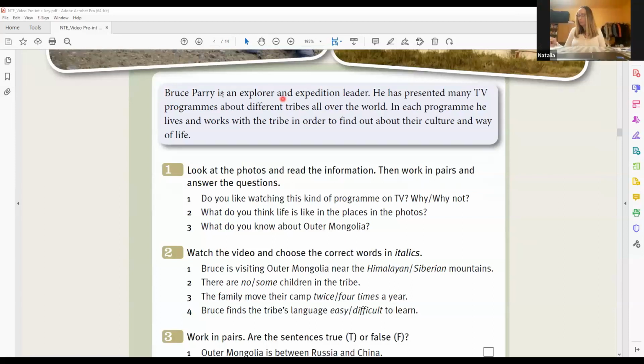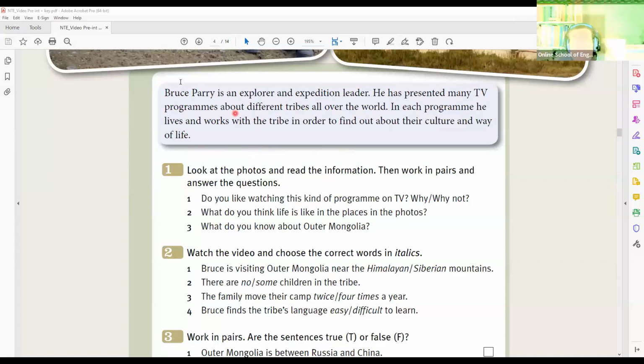I need a volunteer to read this paragraph. So who would like to volunteer? Lavinia. Okay, go ahead. Bruce Parry is an explorer and expedition leader. He has presented many TV programs about different tribes all over the world. In each program, he lives and works with the tribe in order to find out about their culture and the way of life.